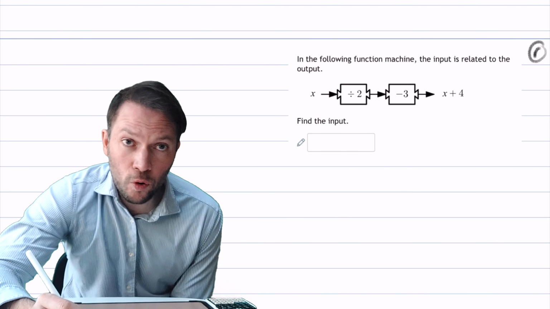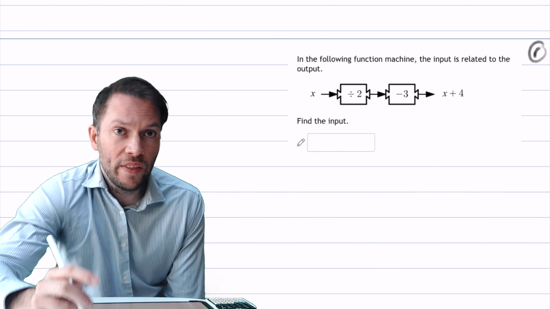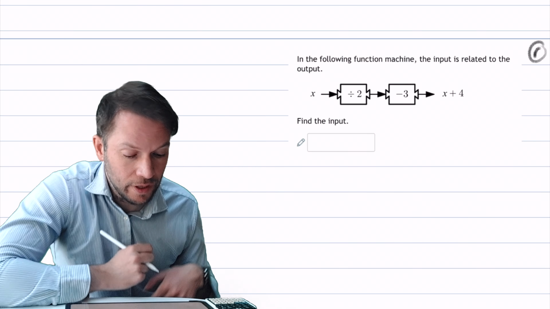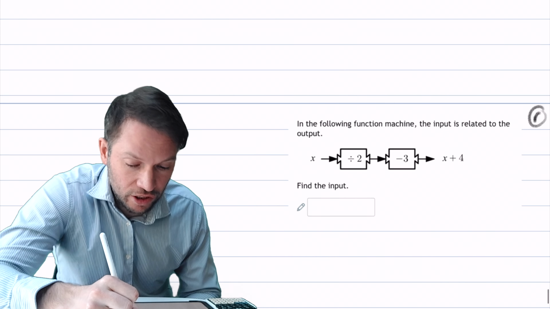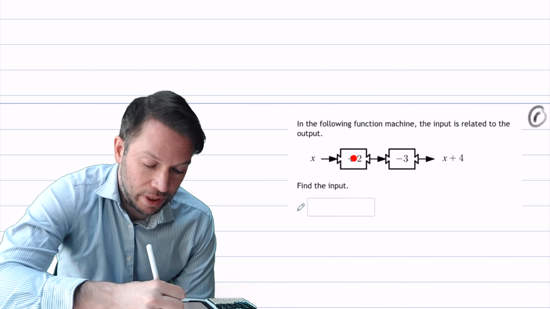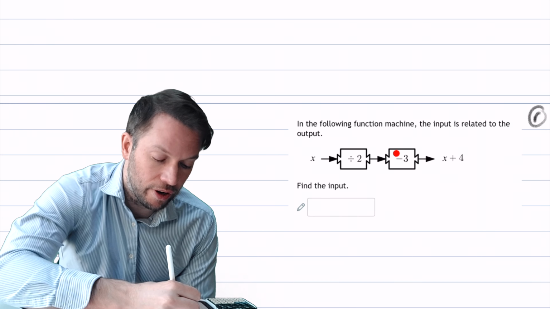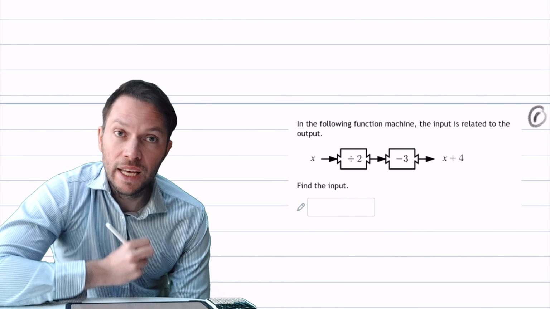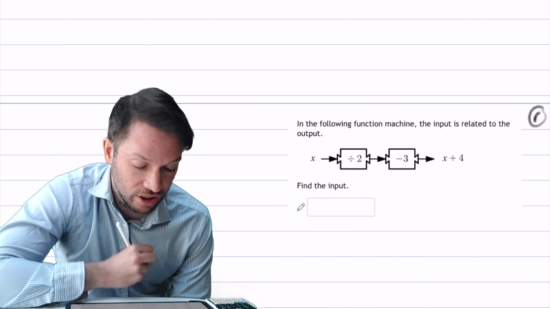In this video, we're going to form and solve an equation where the input and the output of a number machine are related in some way. So this number machine, or function machine, we've got an input of x that's being divided by 2, and then we're subtracting 3, and then the output it's spitting out is x plus 4. How can we turn that into an equation?